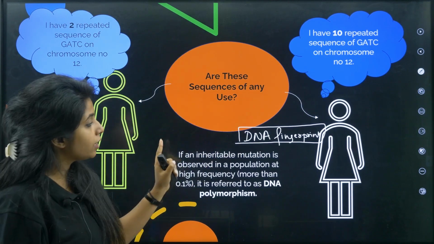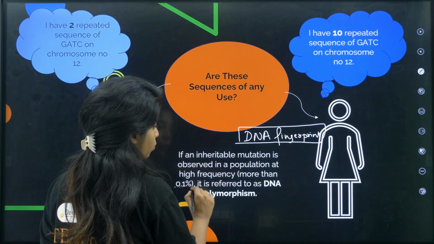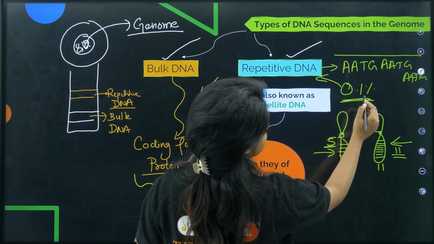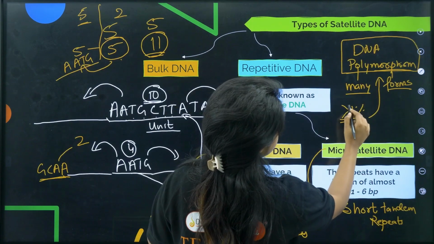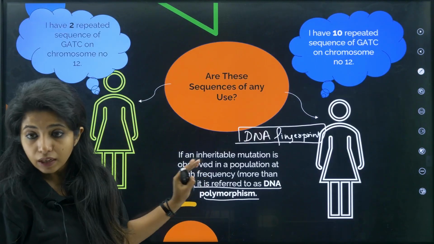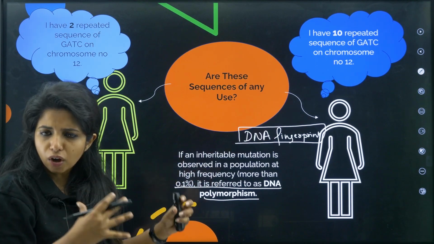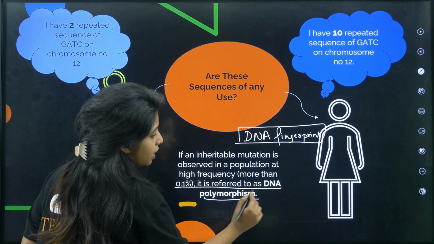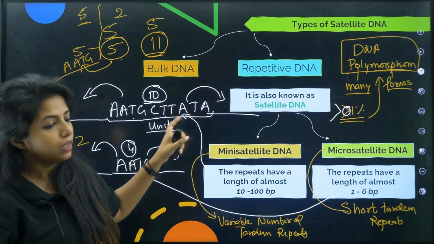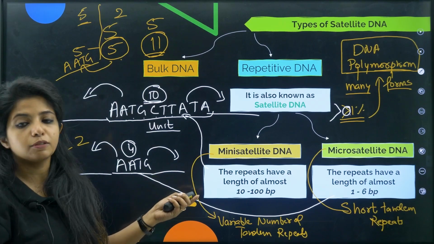Now, one more thing: if an inheritable mutation is observed in a population at a high frequency of more than 0.1%, it is referred to as DNA polymorphism. Sorry, I wrote 1% over here. For DNA polymorphism, it is 0.1%. So if the inheritable mutation, something that is going to be inherited, is observed in a population with this frequency, then it is known as DNA polymorphism. This is an example because lots of people have this sequence. This is an example of DNA polymorphism, and it has arisen because of mutation.